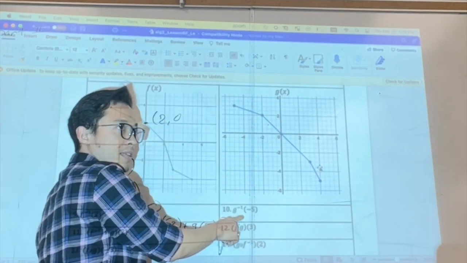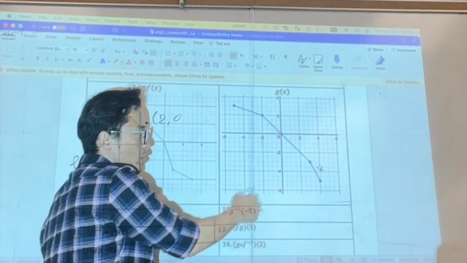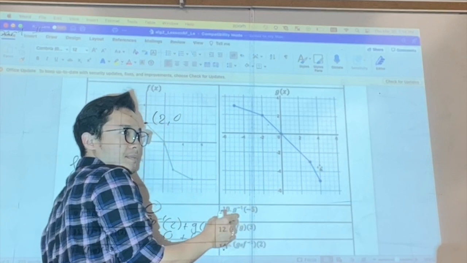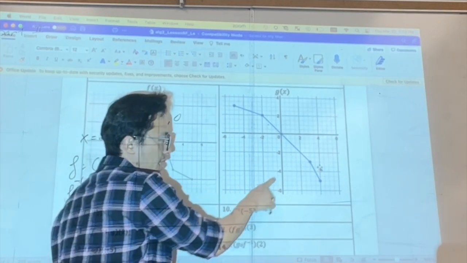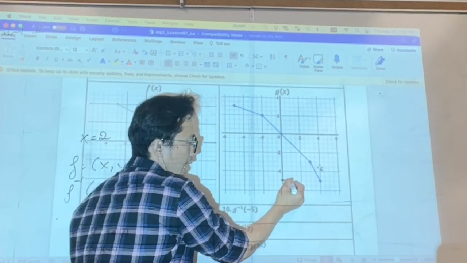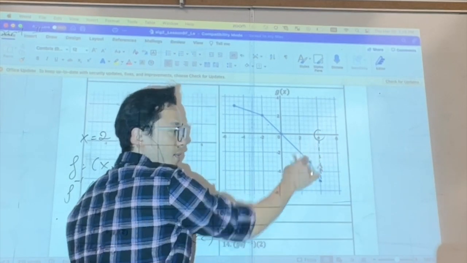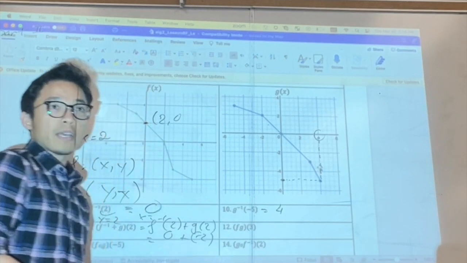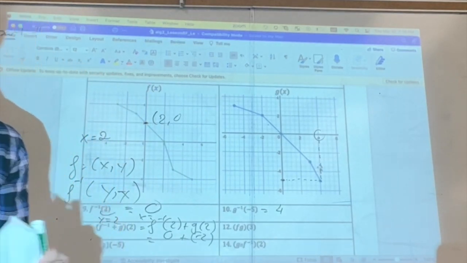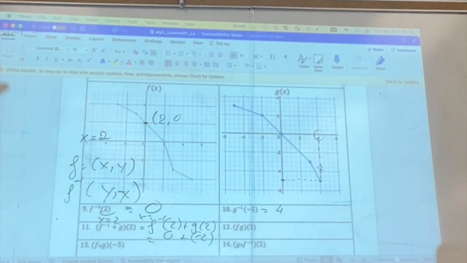For example, let's do one more, this one. Negative 5. Do I look at the y or look at the x? The y, right? Negative 5 is right here. Now I go here to meet the graph. What is the x? 4. So this is 4. Yeah? So you don't even need to draw the inverse because you just switch the x and y. Yeah, that would be it.